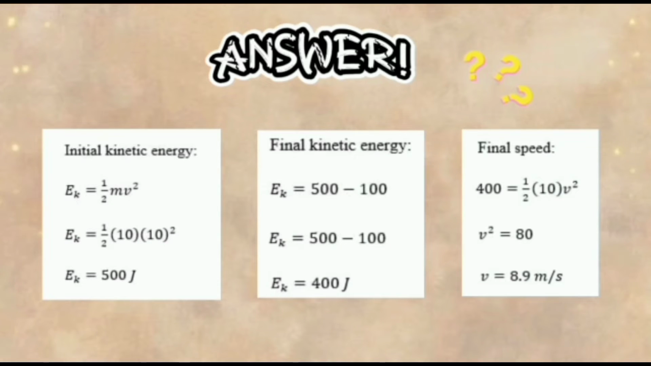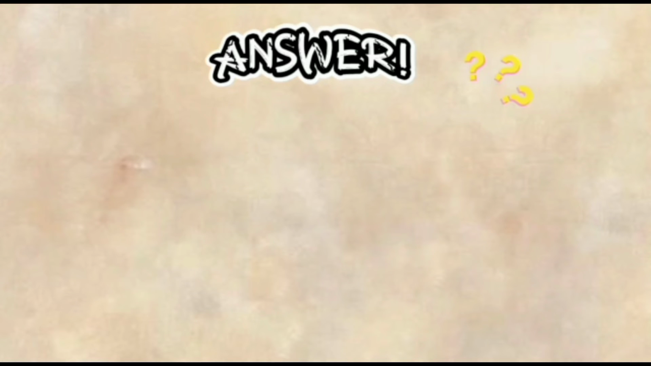Lastly, we can find the final speed. By using the formula, substitute 400 joules and 10 kg into the formula. So we get the final speed is equal to 8.9 meters per s. I will hand over this presentation to my next friend.